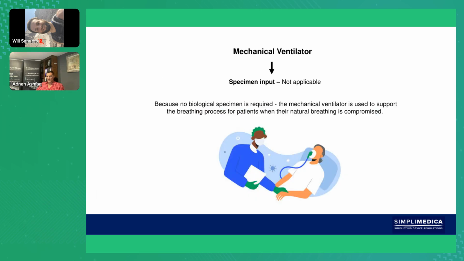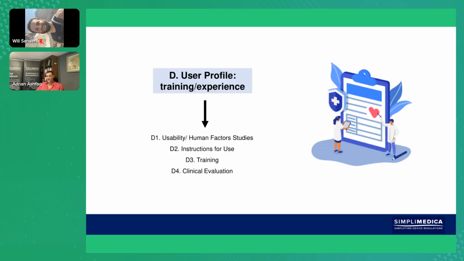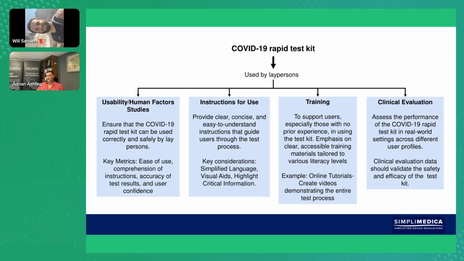The mechanical ventilator may not have a specimen. There's no biological specimen, but it requires natural breathing, so that could be the specimen, and the natural breathing is not compromised. So then we move on, going back to the tree that I showed earlier. We've got to element D now, and we're looking at user profile. The user profile and training experience feeds into your usability and human factors, also into your instructions for use, any training that's needed, and also clinical evaluation.